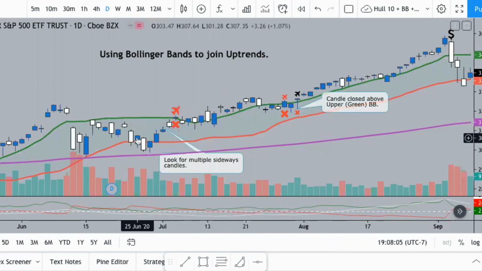So what happened is, step 1, you want to look for price to be trading in between the Bollinger Bands, which is what we have here. This upper green line is the upper Bollinger Band. This lower red line is the lower Bollinger Band. So we have candles trading in between those. So step 1 requirements are filled. Look for price to be trading in between the Bollinger Bands. Then step 2, you want to wait for price to close above the upper Bollinger Band, above the green line, and that's what we have.